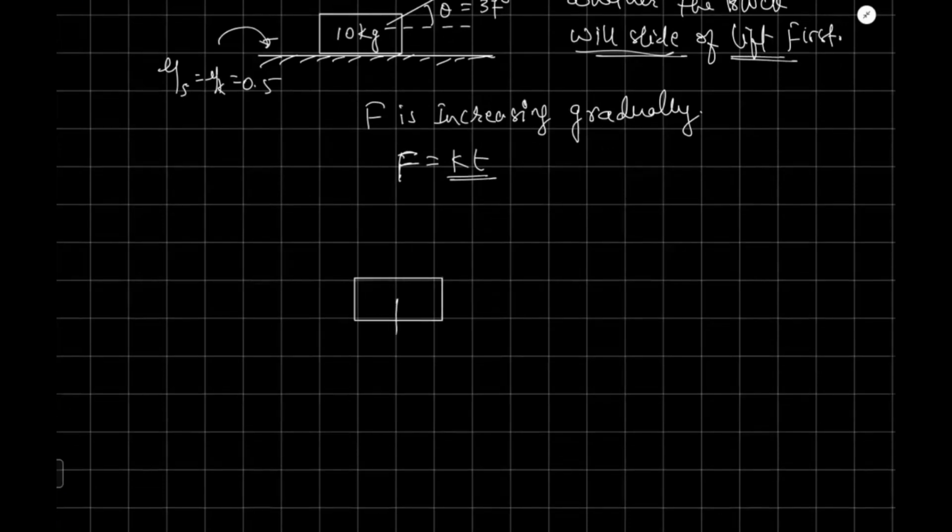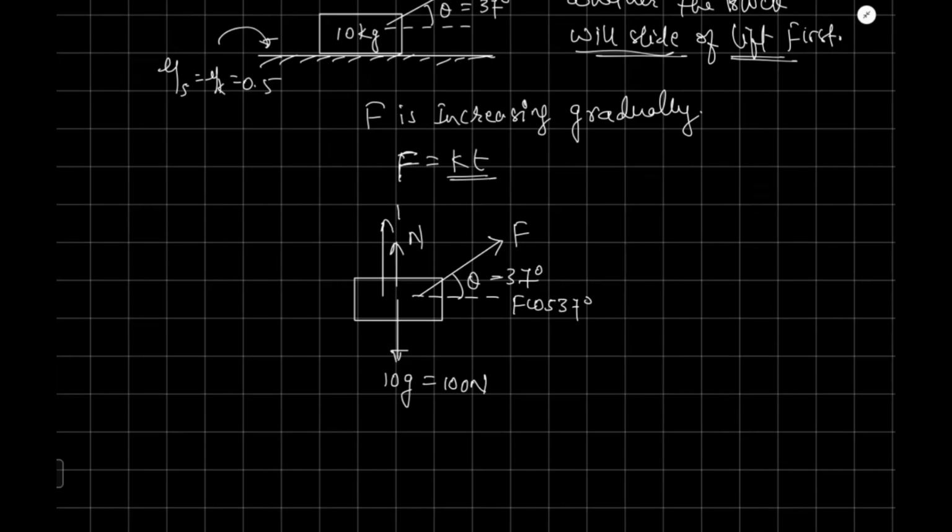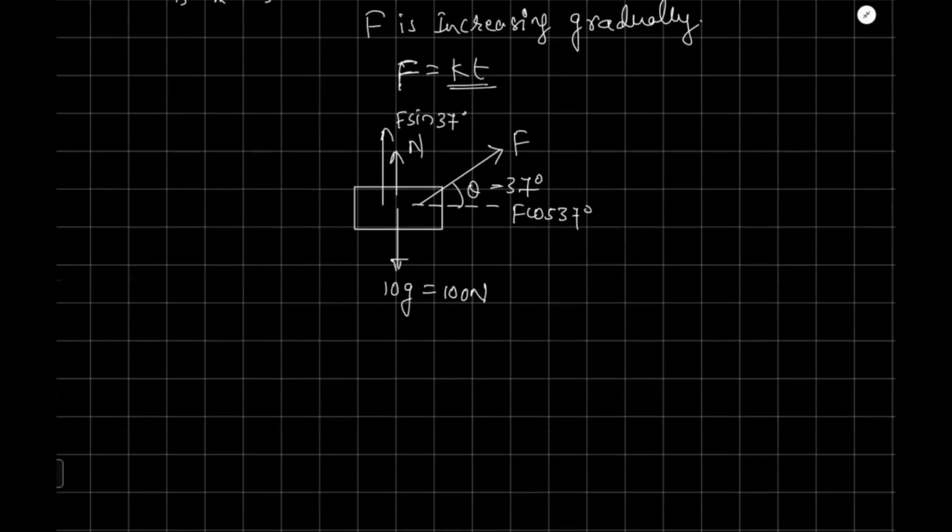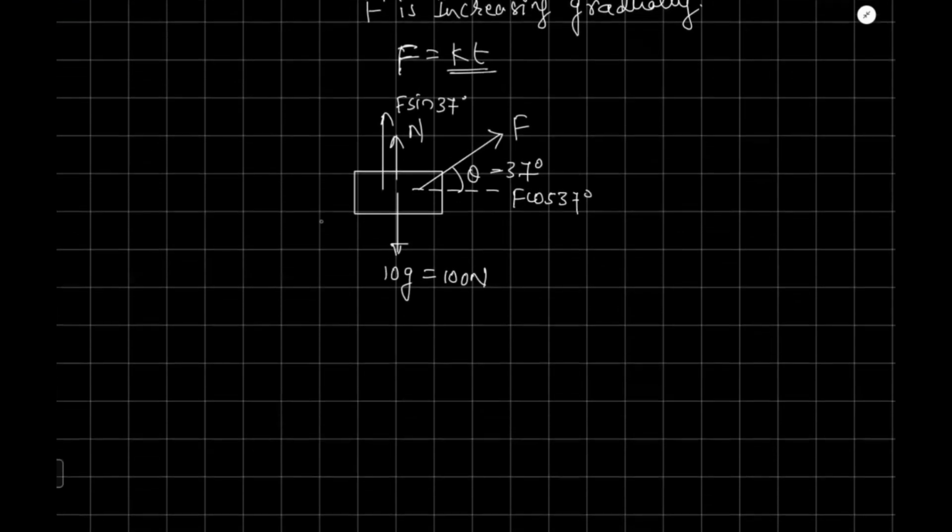Downward there is one force acting, that is 10g, which is nothing but 100 Newton. Upward there is a normal reaction, and this force is acting in this direction. So it is going to have two components: one in this direction, F cos 37, and one upward, which will be F sin 37. Now the friction force is also going to act in this direction, and this friction force is going to be mu into N. Initially it is at rest, so I am considering the static friction.